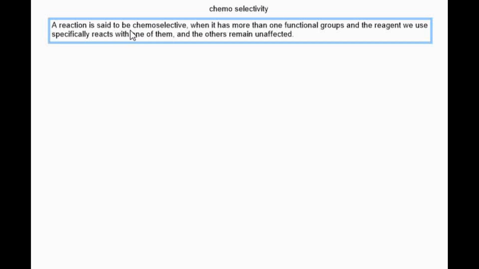Next, we are going to learn about chemoselectivity. What is chemoselectivity? A reaction is said to be chemoselective when the substrate has more than one functional group, and the reagent we use specifically reacts with one of them while the others remain unaffected. Let's take an example. We have two functional groups.